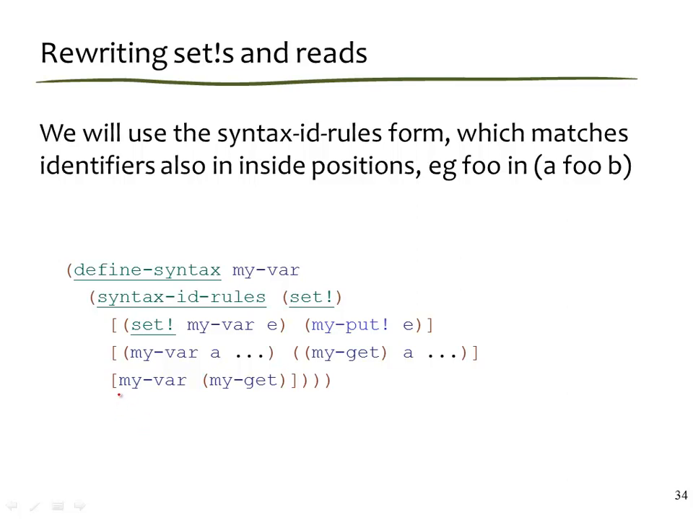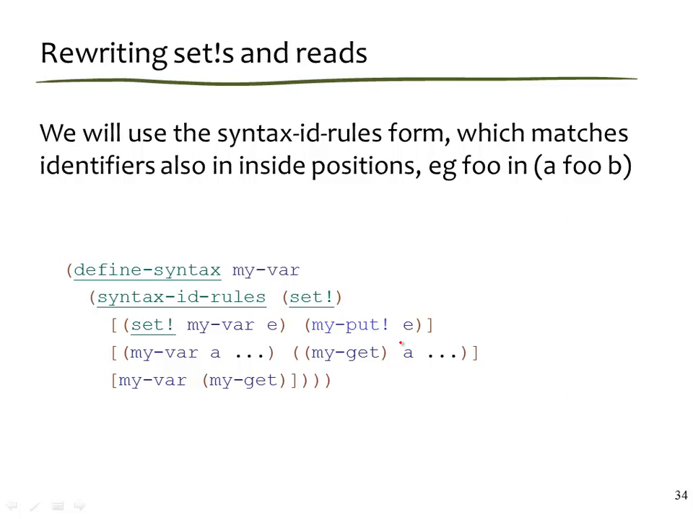Essentially we are saying if you find my variable, a specific name, replace it with a call to my get. If you find a set to my variable for some expression, then call my put, give it the same expression. Okay. So far so good, right? Except this is the case that I couldn't quite explain. So now I think I know what is going on.